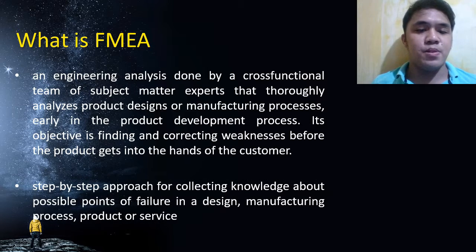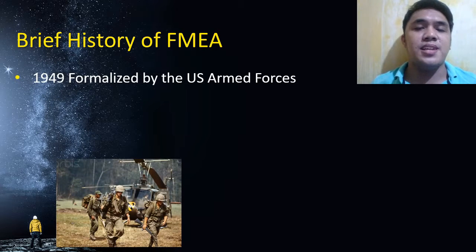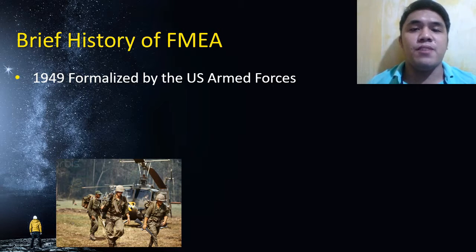It is a step-by-step approach for collecting knowledge about possible points of failure in a design, manufacturing process, product, or service. So, giving you the brief history of FMEA. FMEA was formalized in 1949 by the U.S. Armed Forces by the introduction of MIL-P-1629 procedure for performing a failure mode, effects and criticality analysis. The objective was to classify failures according to their impact on mission success and personnel equipment safety. It was later adopted in the Apollo space program to mitigate risk due to small sample sizes.